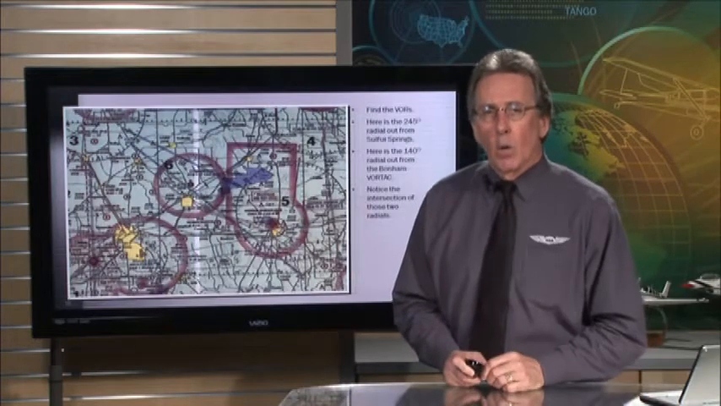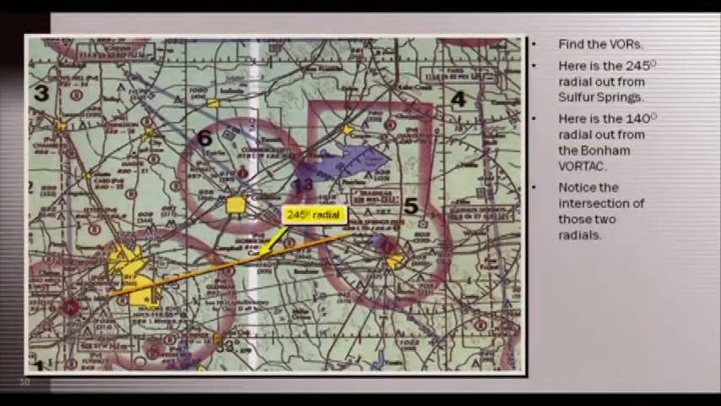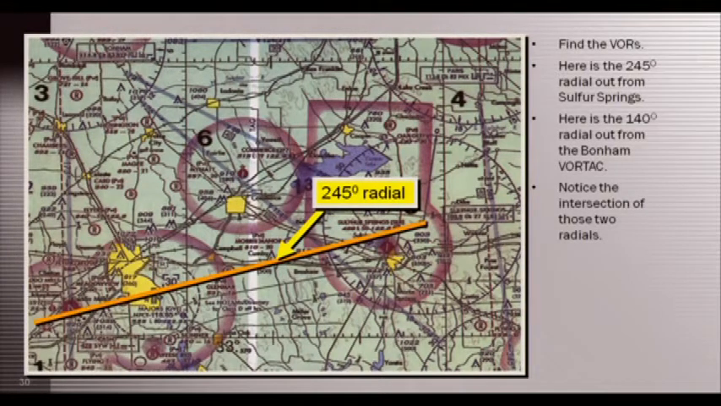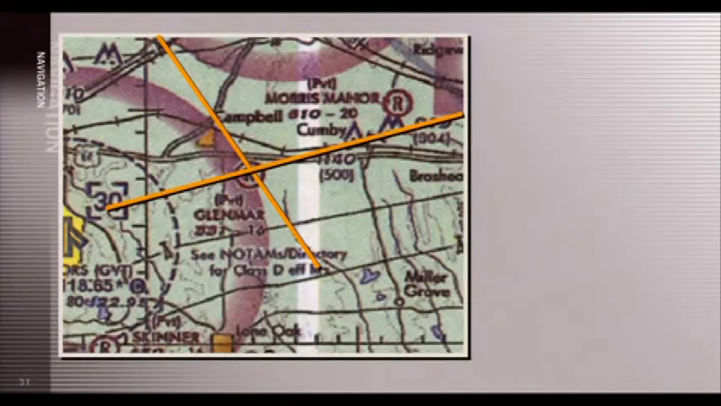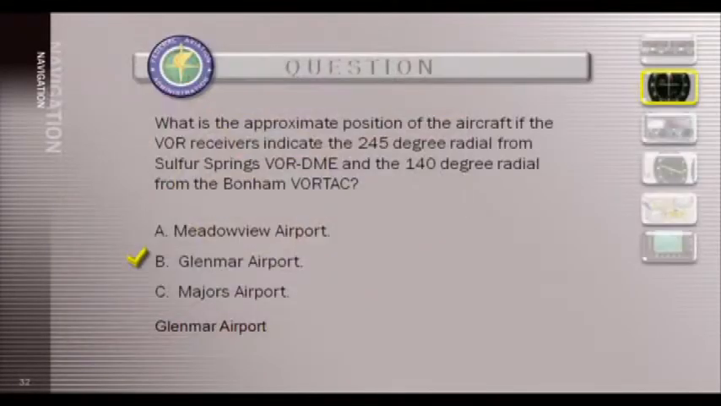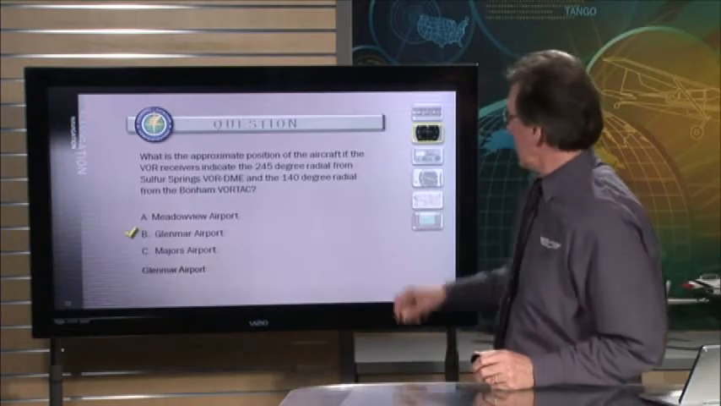First, let's find the VORs. Here's the 245 degree radial out from Sulphur Springs, and here's the 140 degree radial out from Bonham Vortac. Notice the intersection of these two radials. Here's the Glen Mar Airport. The correct answer should be B. You're closest to the Glen Mar Airport.